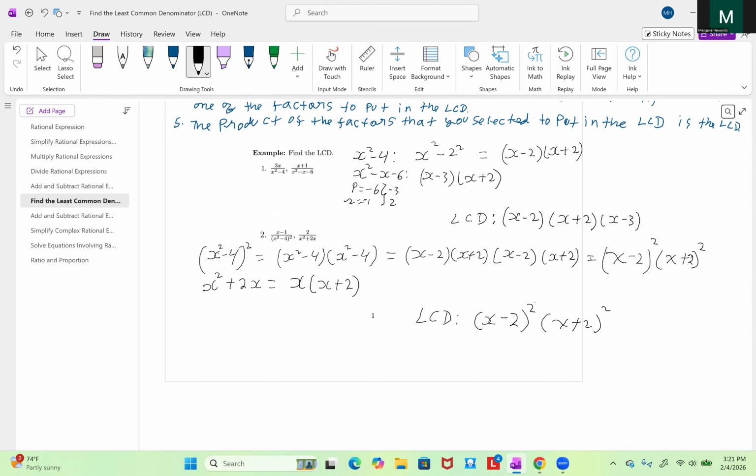And then when we go to the second polynomial, x squared plus 2x, there is the factor x. It's a unique factor, so it has to be in the LCD. So we put each unique factor in the LCD. And if the factor occurs in more than one polynomial, we select the one with the highest exponent. If they have the same exponent, then we select one of it. So this is our LCD.